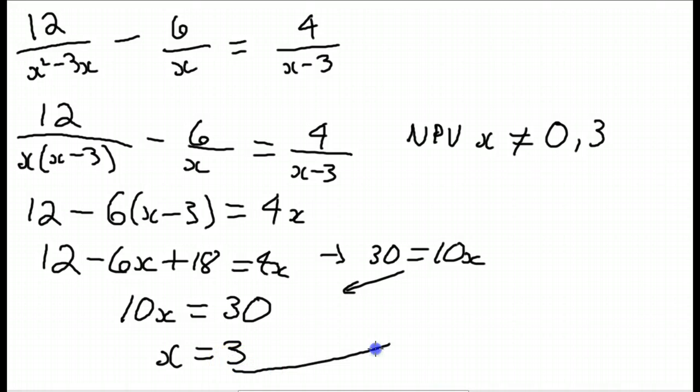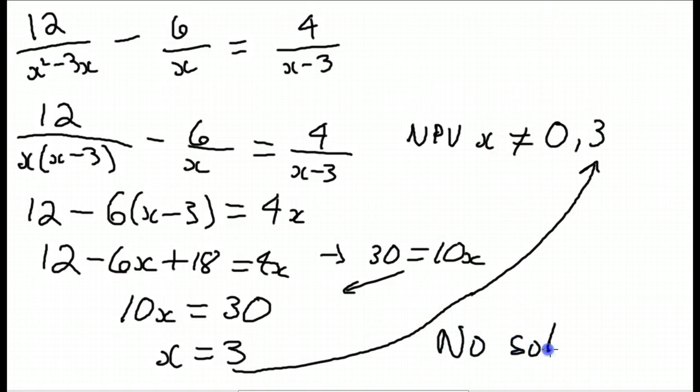But wait, 3 is a non-permissible value. We can't put a 3 in. If we try and put a 3 in, we'll get a 0, and 12 divided by 0 is undefined, or here we'll get a 0, and 4 divided by 0 is undefined. So we must say there is no solution. Okay, there is no value of x that will make this expression true.